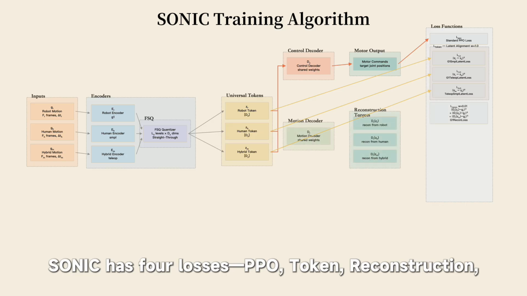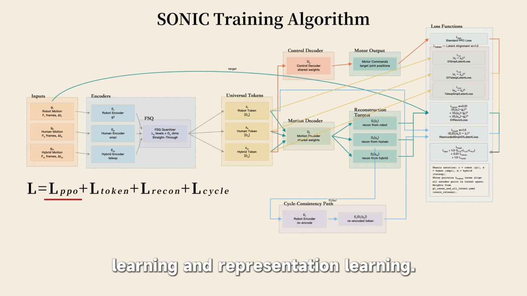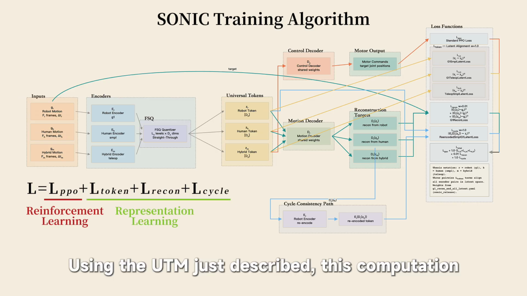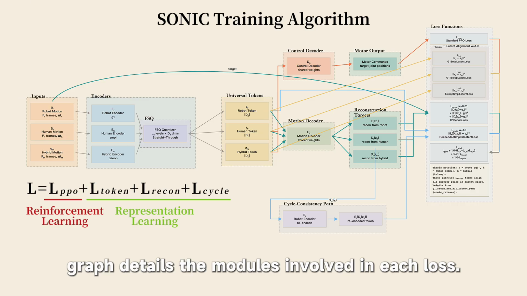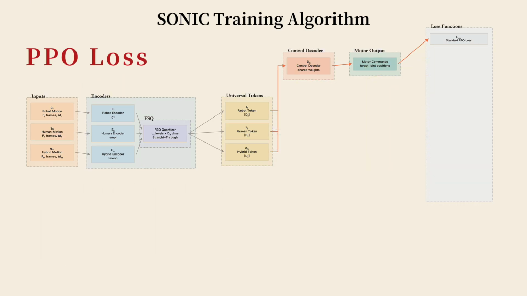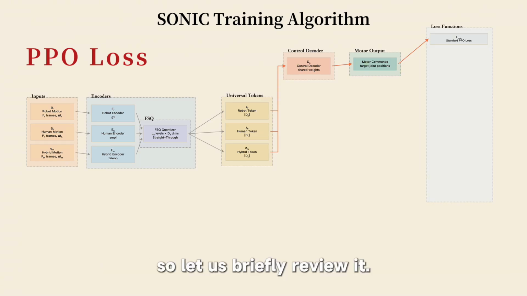SONIC has four losses: PPO, token, reconstruction, and cycle, which can be divided into reinforcement learning and representation learning. Using the UTM just described, this computation graph details the modules involved in each loss. The reinforcement learning loss is PPO loss. It is basically the same as what we introduced in the previous episode, so let us briefly review it.